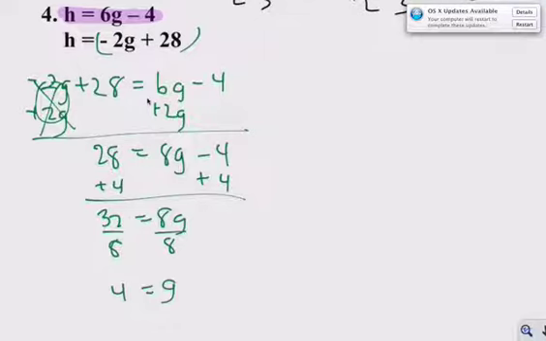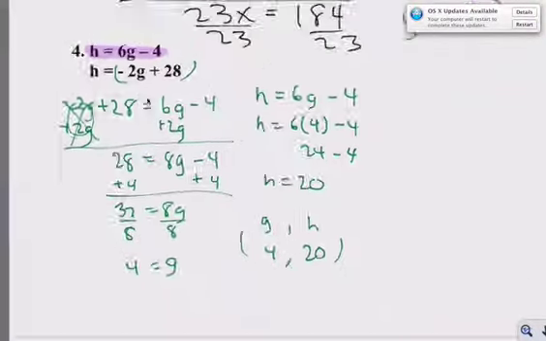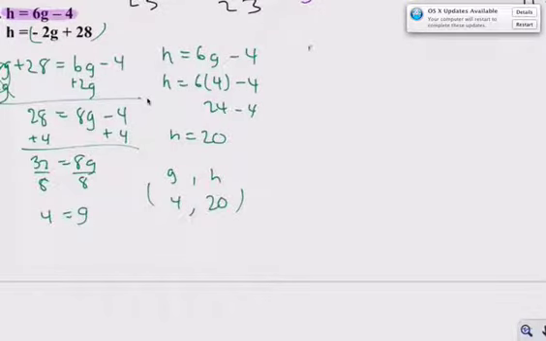So h equals 6g minus 4. H equals 6 times 4 minus 4. 24 minus 4. H is 20. So you order them G and H. G comes first, so 4 and 20. Okay, you check that.